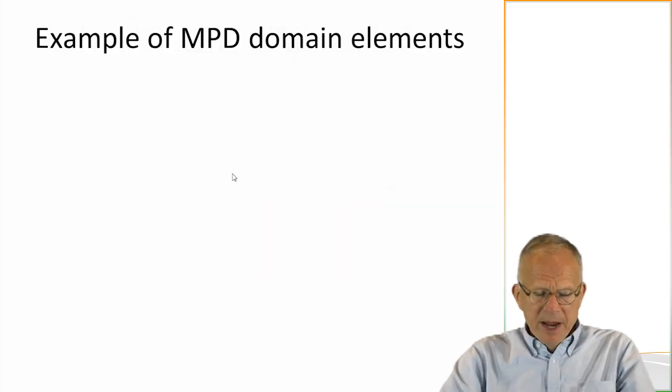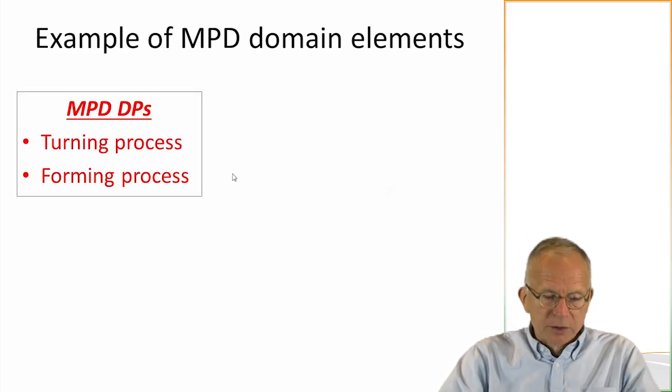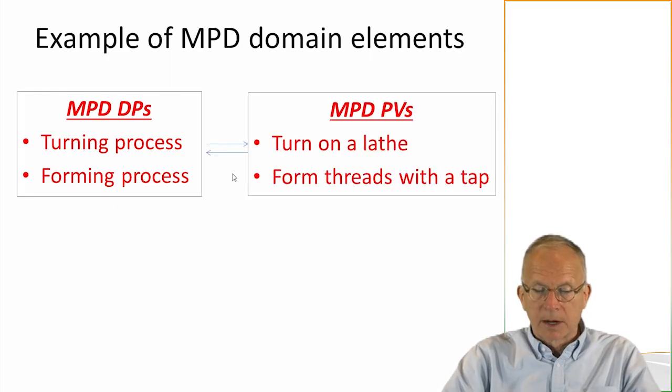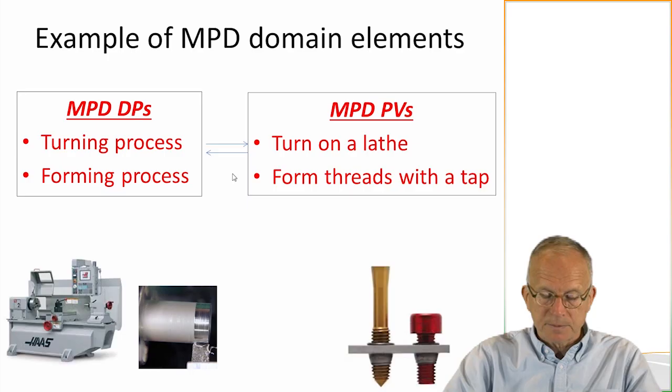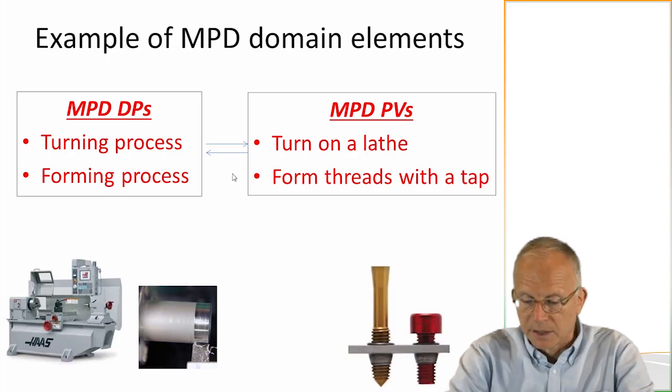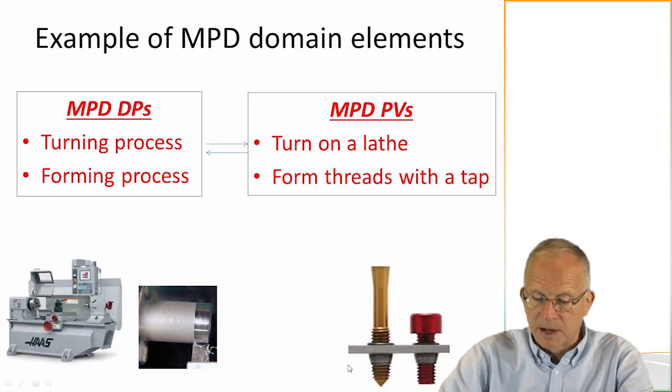So in MPD, domain elements, now we're going to go to the DPs. So this might be a turning process or a forming process, and then it could be turn on the lathe or form threads with a tap. So here's a lathe, and there is a forming tap and a fastener that's been inserted into that.